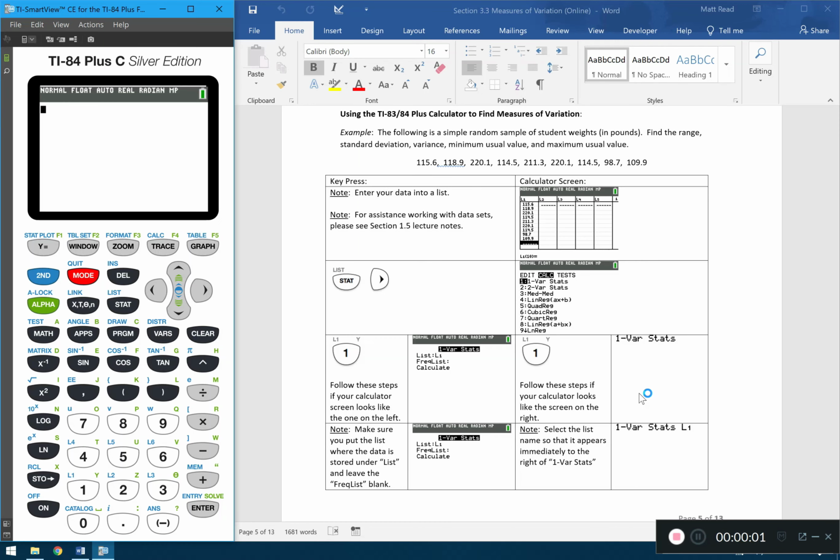This video will walk you through using your calculator to find measures of variation. Please know that all of the steps are given on the left side, as well as representative calculator screens on the right side, for the printed version of your lecture notes.